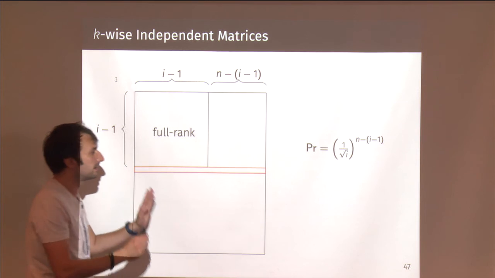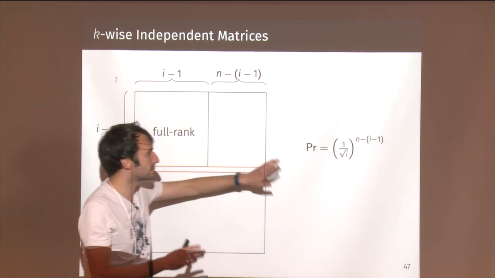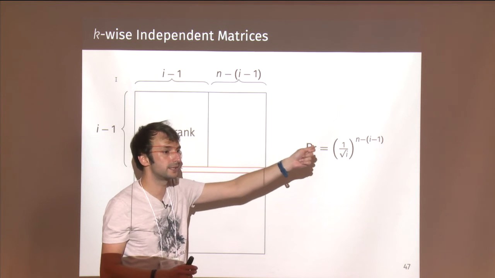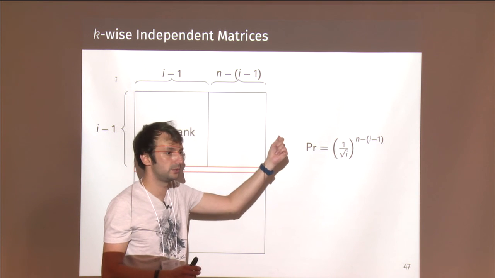The hardest interesting regime is when I is polynomial in n, but in this case, this probability is 2 to the minus n log n, which is what I wanted for the union bound.